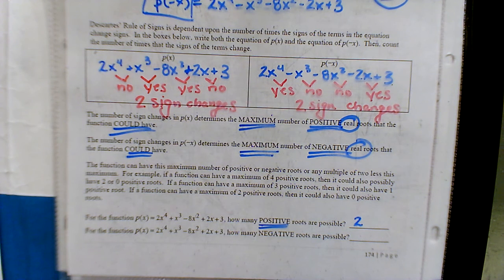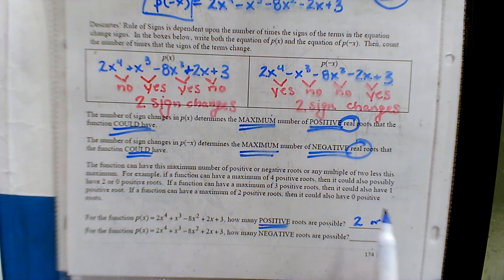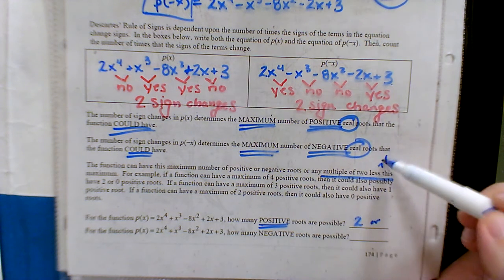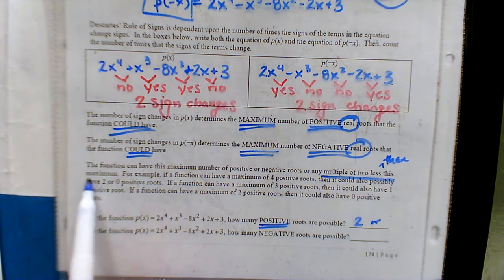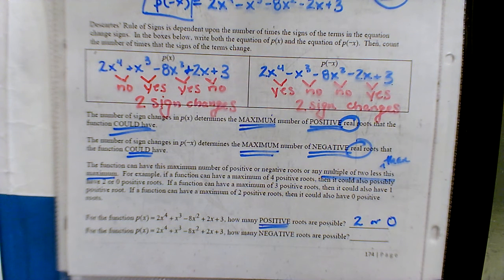Yeah. How'd you get 1? It can be less than 2 by how much? Any multiple of 2 less than this maximum. So if you did minus 2, 2 less than 2, we would have 0.